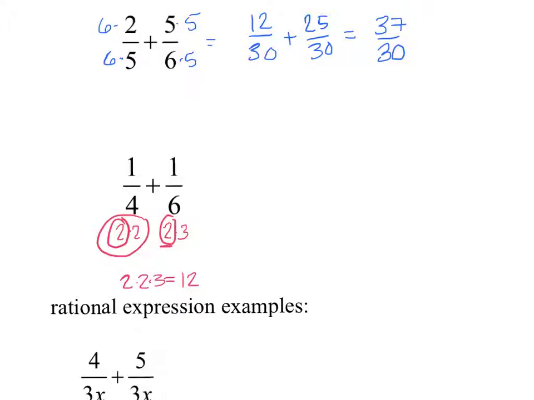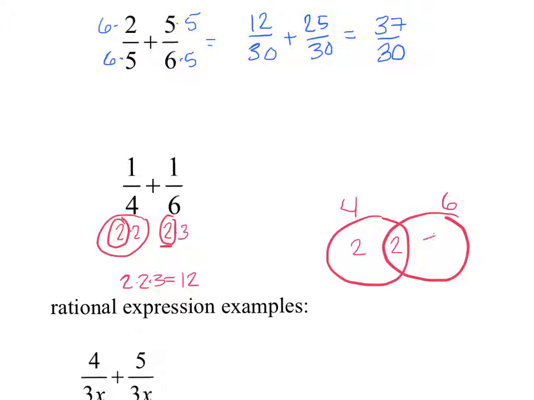You know, you can see this in a Venn diagram also. If this is 4 and this is 6, they both have a 2 in common. The 4 has an extra 2 and the 6 has an extra 3. And so then what happens is everything in the whole Venn diagram is your common denominator. They both share a 2, you need an extra 2 and an extra 3.